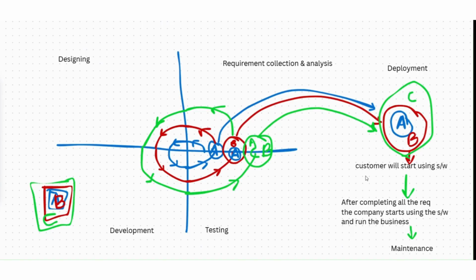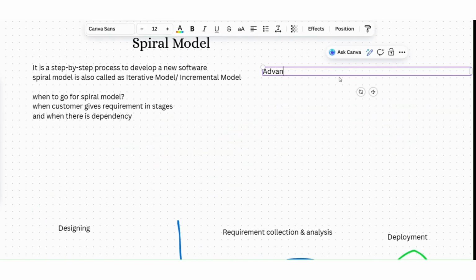After completing all the requirements, the customer starts using the software and runs the business, and after that the maintenance period will start. Now we are going to see the advantages and disadvantages of the spiral model.